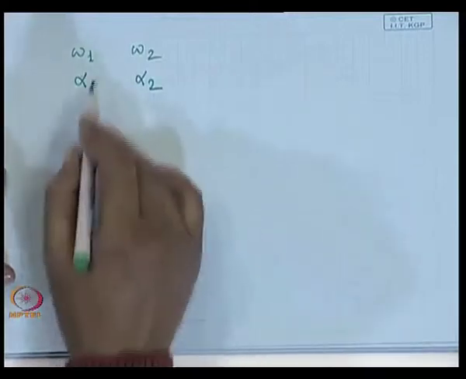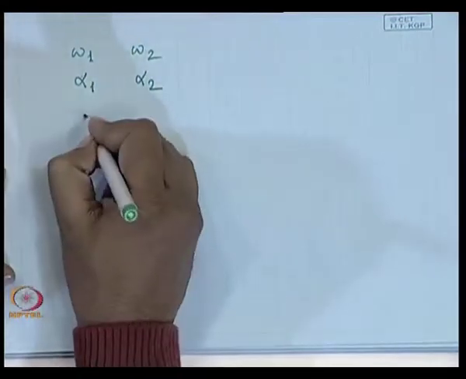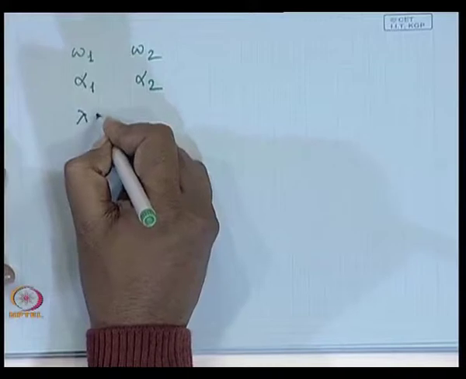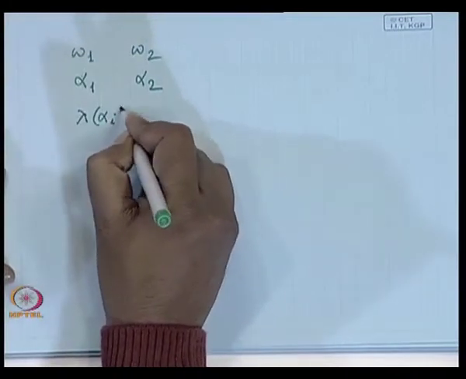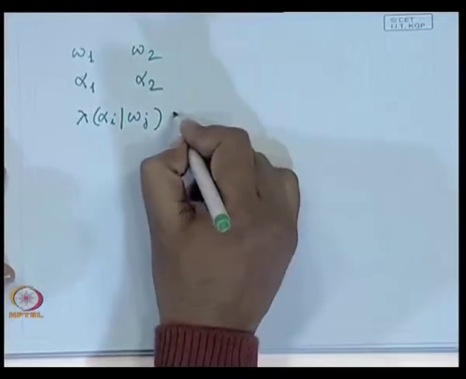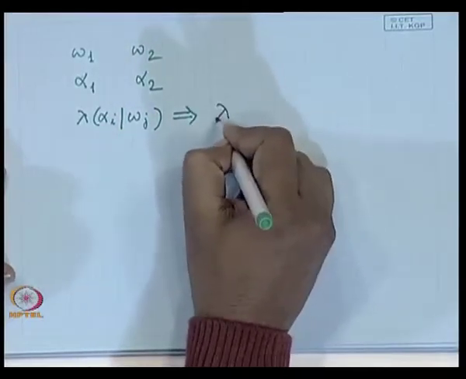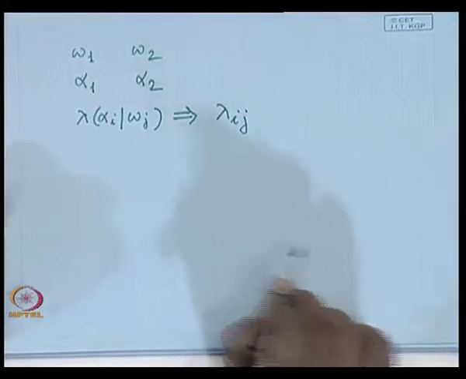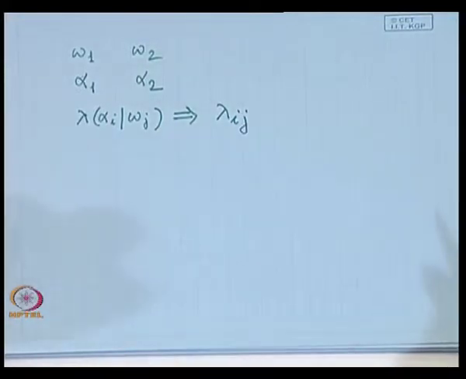Over here, now, if I write lambda of alpha i given omega j as lambda i j, just for simplicity of expression.